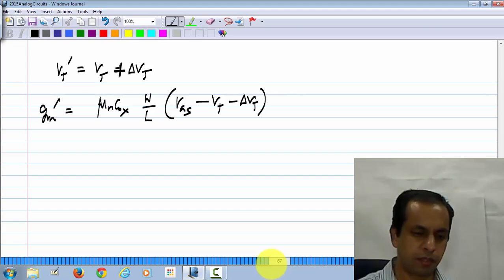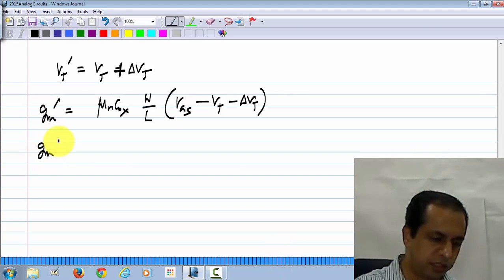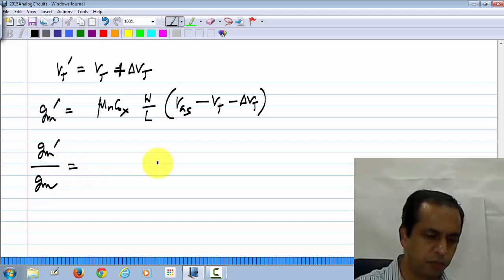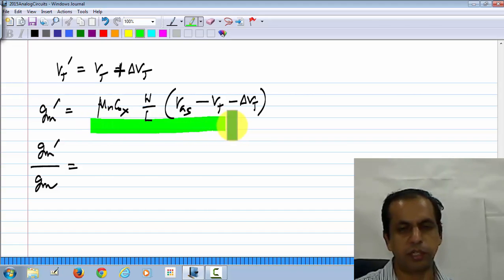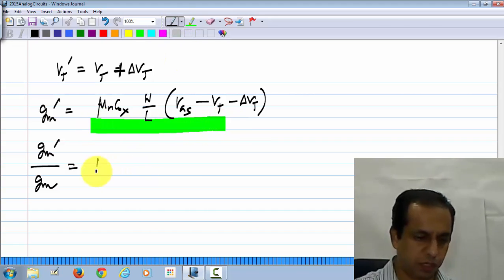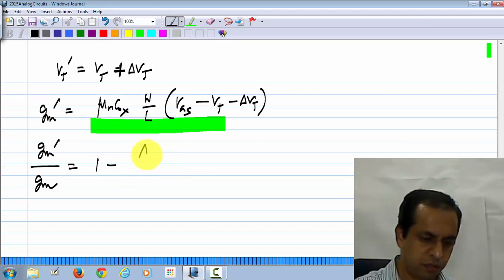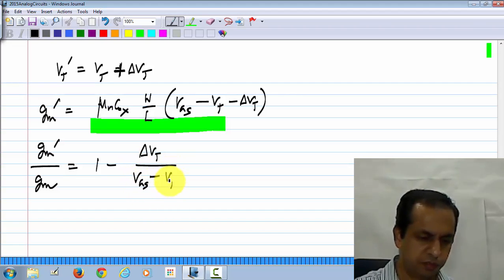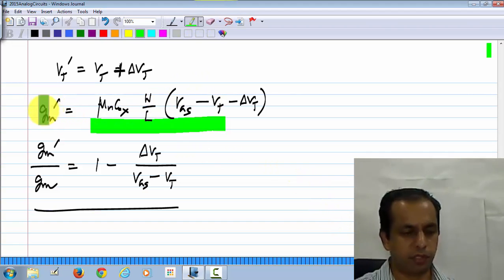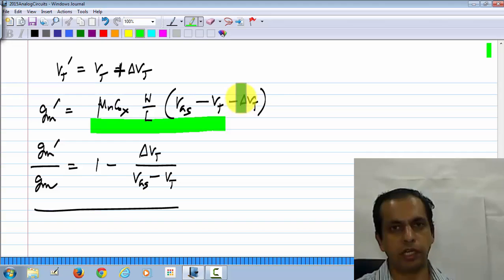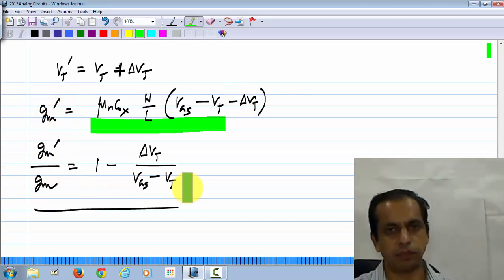Okay, and GM prime divided by GM would be, remember, just this part is the original GM. This is 1 minus delta VT divided by VGS minus VT. Because GM originally was the same expression without this delta VT. All I am doing is divide GM prime by the original GM and I get this relationship.